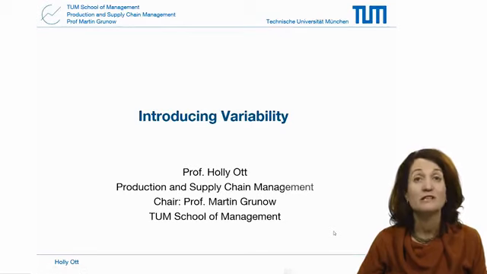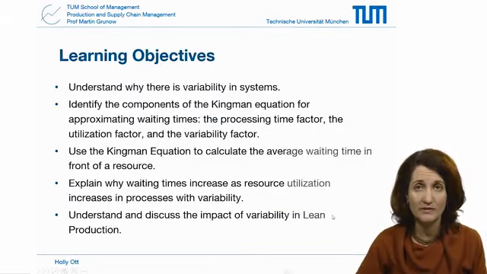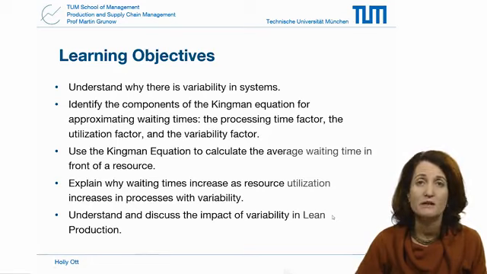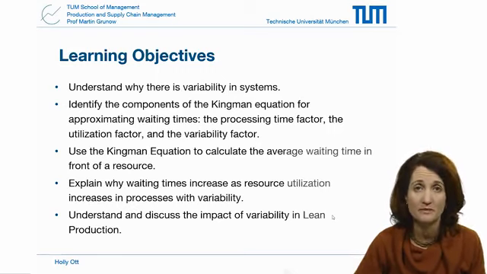In this section, we're going to introduce variability into our processes. Here we want to understand why there's variability in systems, and identify the components of the Kingman equation for approximating waiting times. These are the processing time factor, the utilization factor, and the variability factor. We want to use the Kingman equation to calculate the average waiting time in front of a resource and explain why waiting times increase as resource utilization increases in processes with variability.